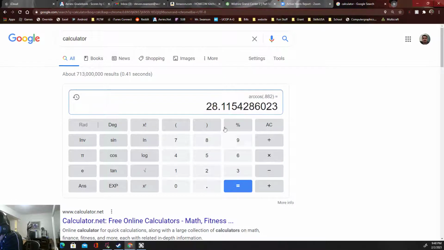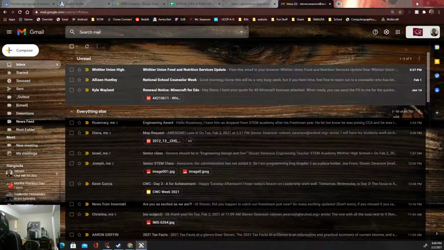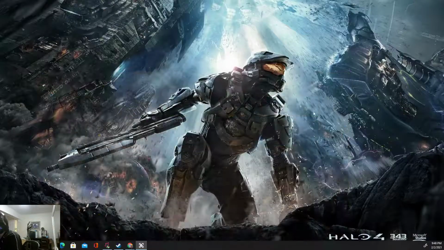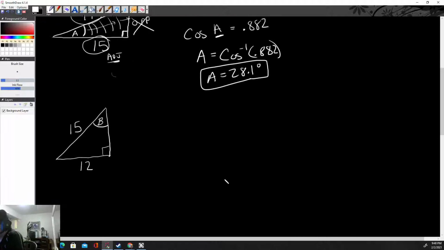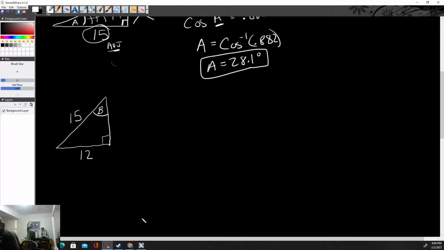0.882, and it's 28 degrees, or 28.1 if you want to do that. So A is equal to 28.1 degrees. Perfect. And the last one, let's try this one out.